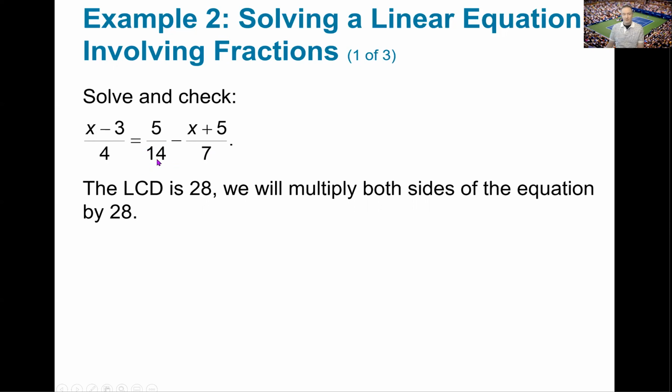Well, 14 is 2 times 7. And I say, well, does it already have a factor of 2? Yeah, 4 has a factor of 2. So I only need the additional factor of 7. I can say, well, 4 times 7 is going to be 28. All 3 of those denominators are factors of 28. So I can say my least common denominator is 28.